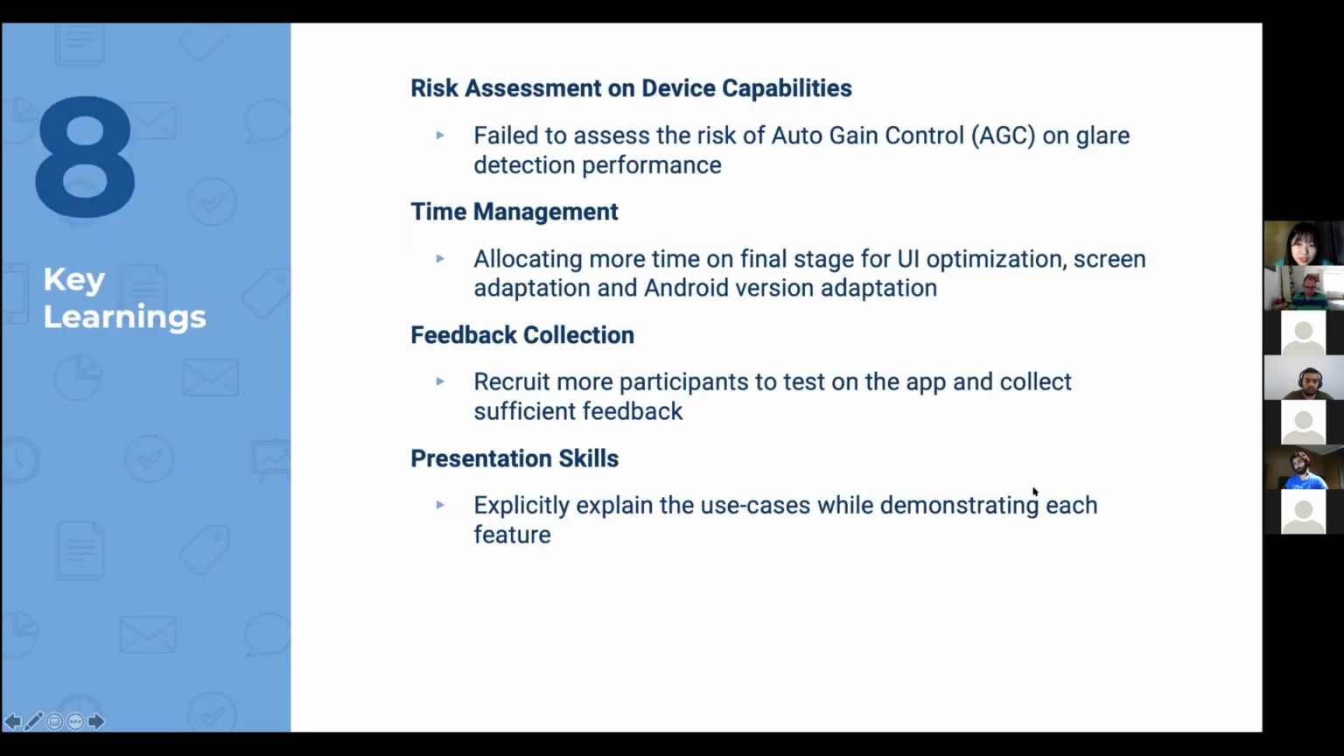So in the meantime, we've got some reflections from this process. The first learning is about the risk assessment on device capabilities. We failed to assess the risk of AGC, where the image dims in the presence of excessive light, at first. Also, we could do better in time management if we were starting again, so that we can allocate more time on the final stage for some optimization.